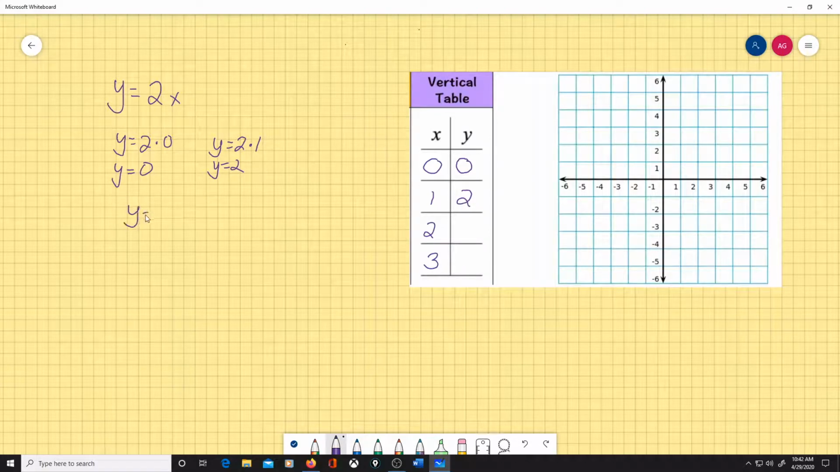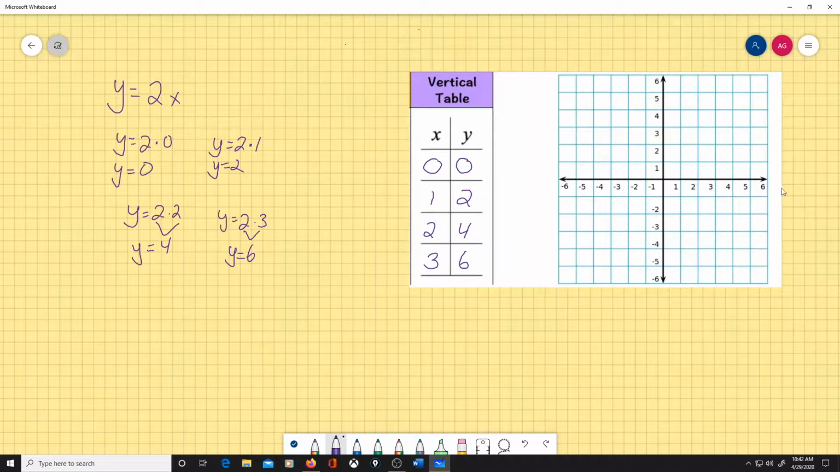And we'll do it for 2. Y equals 2 times 2. 2 times 2 is 4, so y equals 4. And then we'll do y equals 2 times 3. 2 times 3 is 6, which means y equals 6. Another way of saying that, we could say when x is 2, y equals 4, things like that. So it's just different ways of referring to these things. So now we can see, if we look at these, we have a table of values. We have our x's and our y's.